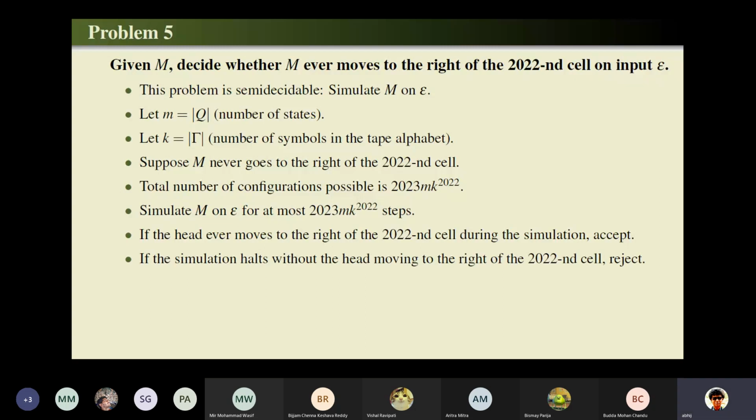Otherwise, it has to be the case that some configuration is repeated by the pigeonhole principle. So you immediately reject. Thus, the machine must have entered an infinite loop and will never go beyond the 20/22 cell, so reject.